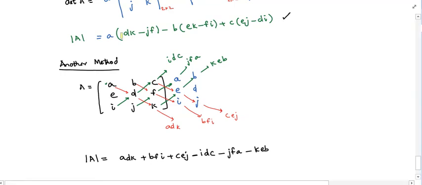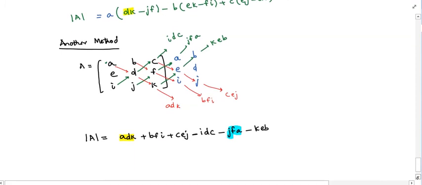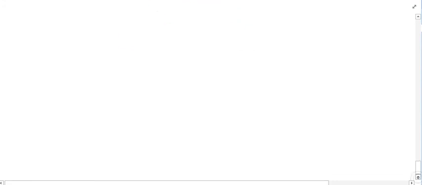So let's see. If you multiply A with DK, you will get the term ADK, which is over here. Then the second term is AJF with the negative sign. Similarly, you have the term BEK. This is KEB. And so on. So if you check, the answer is the same. So you can pick any method, whichever is easier for you. So let us solve an example based on it.